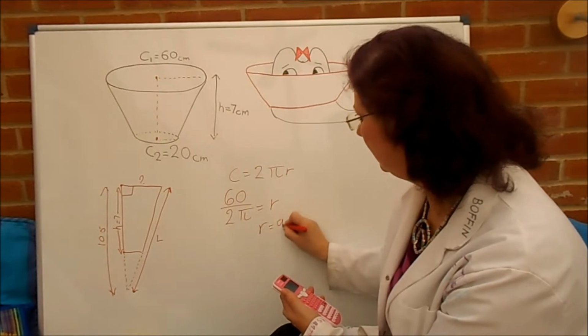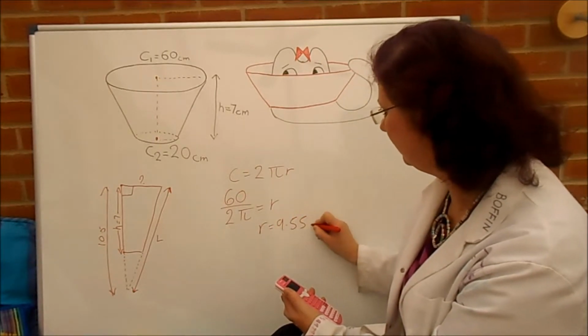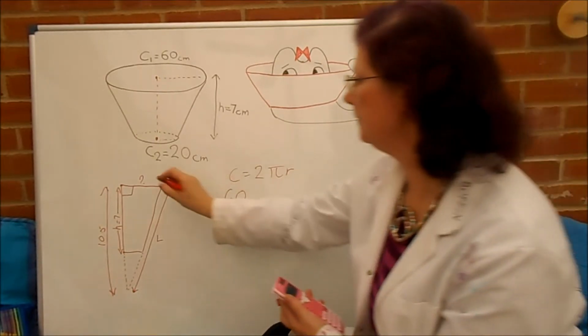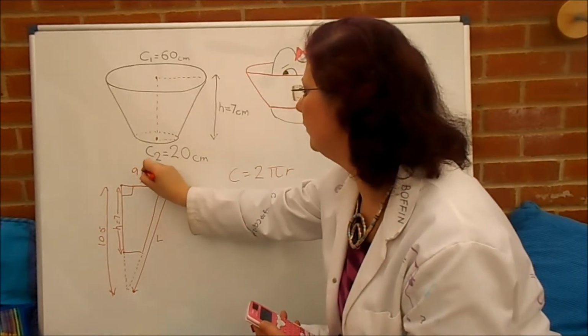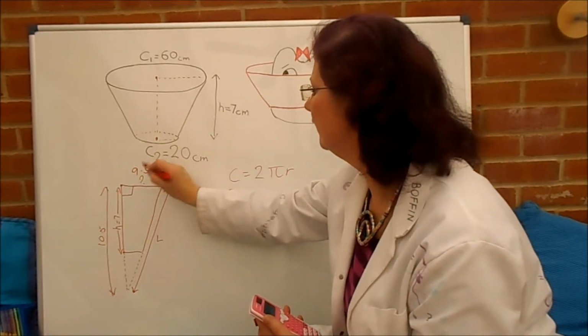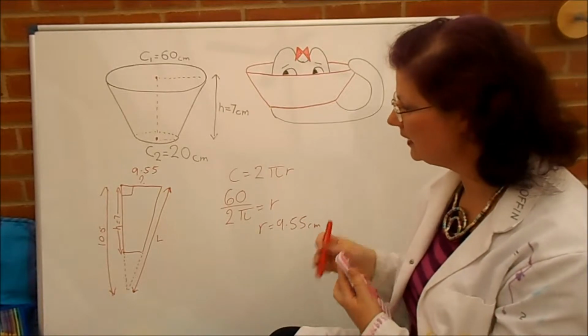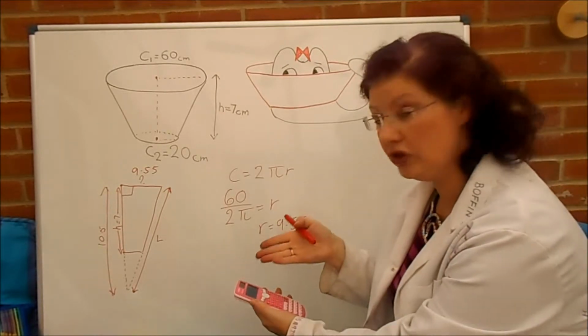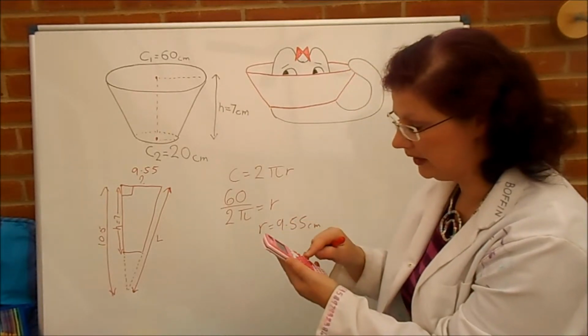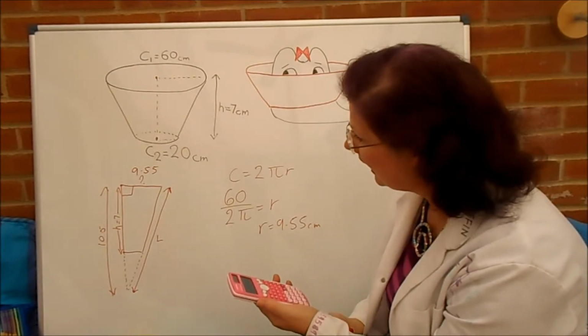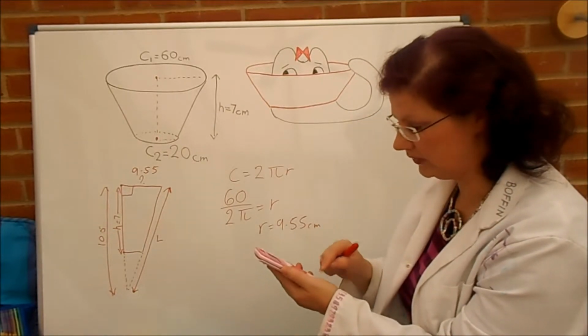R equals 9.55 centimetres. Okay, so that bit there is 9.55. With that in mind, we can work out the value of L. I'm going to use the full value on my calculator here. I'm going to square it, and then I'm going to add on 10.5 squared.